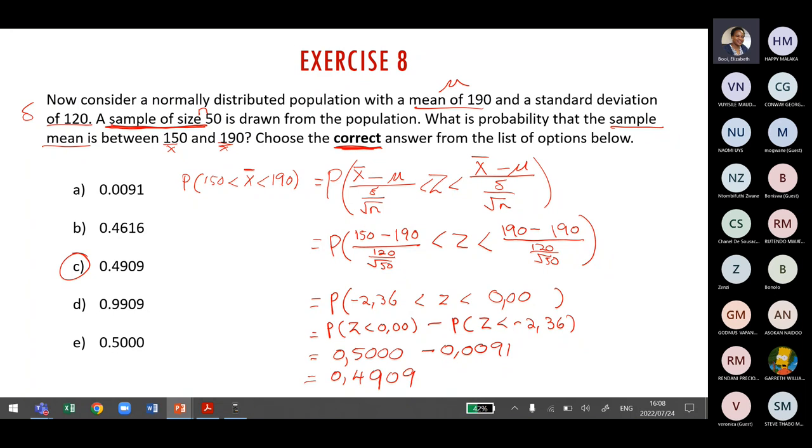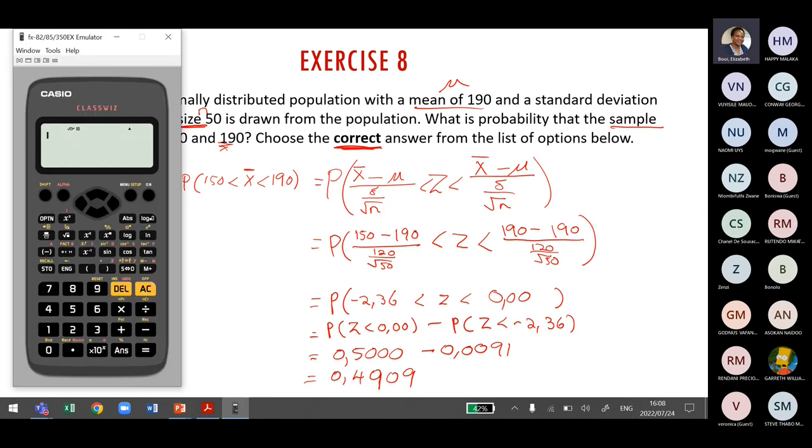Okay. I just want to back it up a little bit and go back to this 150 minus 190 divided by 120. For those with a Casio calculator, if you want to answer this question using your calculator, you're going to have to use your brackets and the equal sign. So let's do the first one, which is 150 minus 190, and you say equal because that is what is at the top. And to do the one at the bottom, because it's a division, I suggest you put that in the bracket: 120, then the divide, then the square root of 50, and close your bracket and say equal.